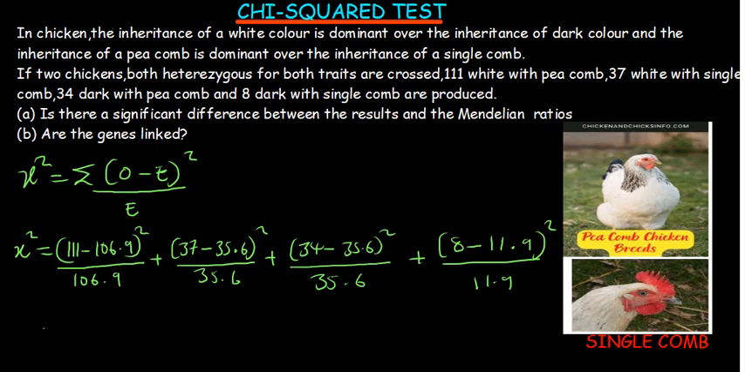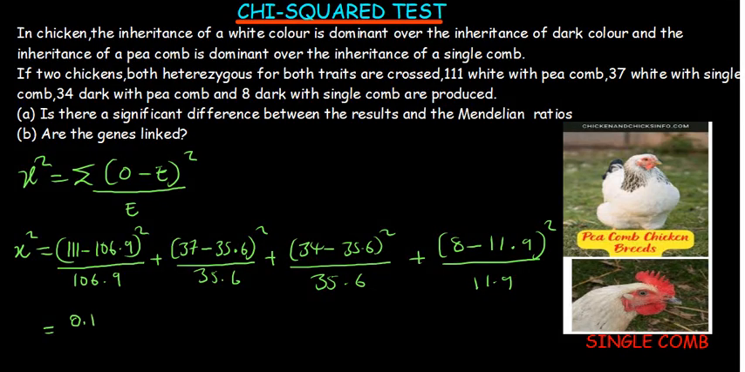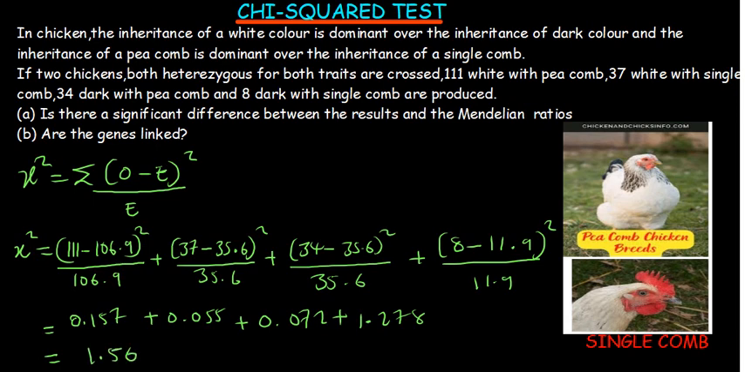So if we work out the first on a calculator, 111 minus 106.9 squared, and then divide by 106.9, we're going to get 0.157. And then the next one, we are going to get 0.055. The next, we're going to get 0.072. And the next, we're going to get 1.278. And when we add this, we are going to find 1.56. Now, we have determined this is the calculated chi-square.